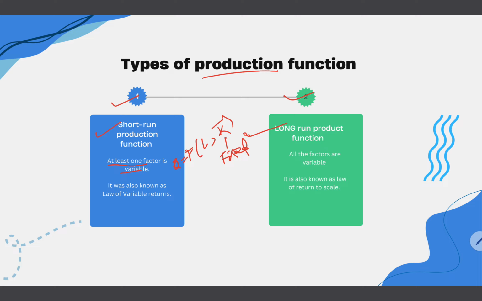And in the long run, all the factors are variable. That means we can change everything. Here we write symbolically Q = f(L, K), output is a function of labor and capital. Here we don't see any bar. That means all of those factors we can change in the long time period. The short-run production function is also known as the law of variable proportions, and the long-run production function is also known as returns to scale.